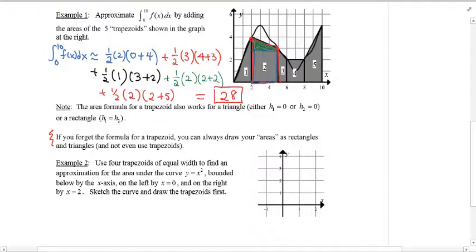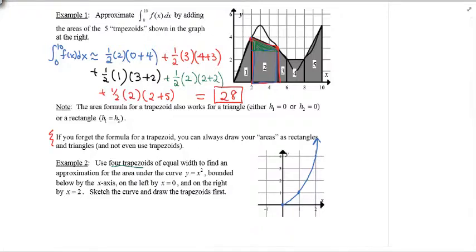Okay, let's try example 2. Using 4 trapezoids of equal width, can you find an approximation for the area of this curve, y equals x squared? Quickly do a sketch, please. It's bounded below by the x-axis, on the left by 0, on the right by 2.